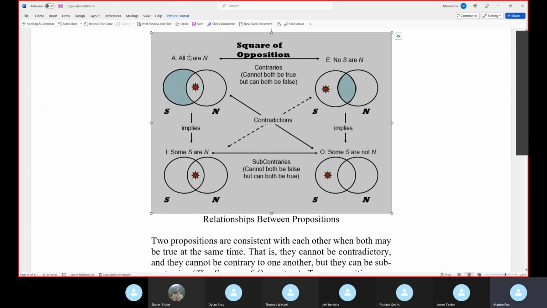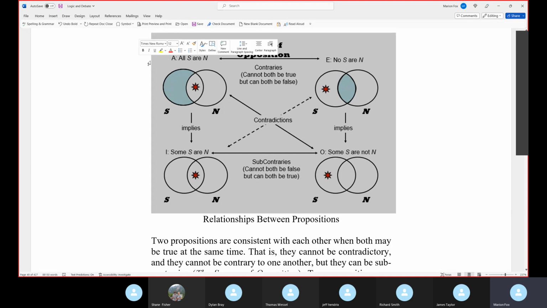The I and A are linked. If the A proposition is true, then that implies the I proposition is true. So if A is true, then I is true. They're both true at the same time. They're consistent. All right, let's go over here.